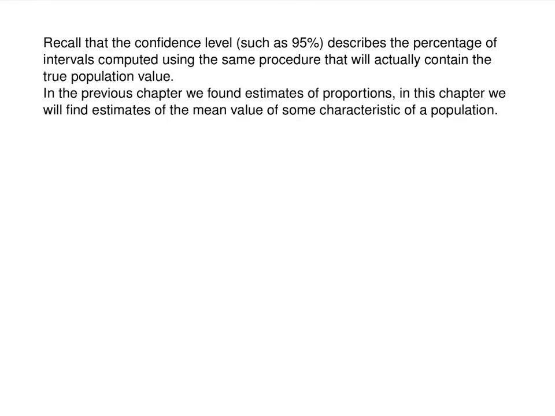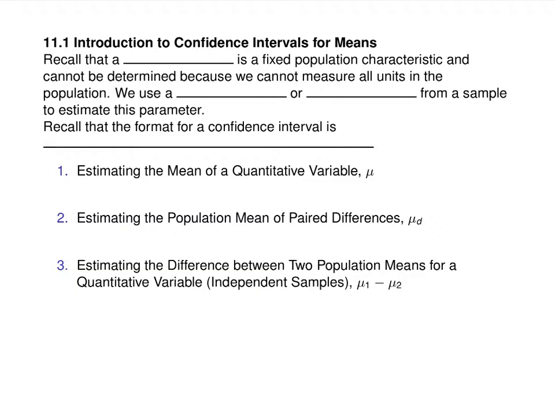In the previous chapter, we found estimates of proportions, but in this chapter, we're going to find estimates of mean values. So what is the thing that is a fixed population characteristic and can't be determined because we cannot measure all units? What's that thing called? A parameter. Good. Or a population parameter. And we're going to use a statistic or an estimate from a sample to estimate this parameter.